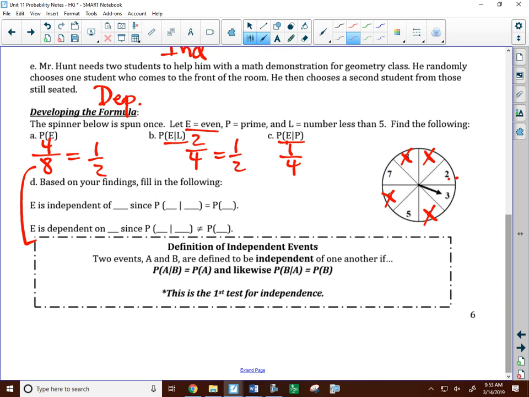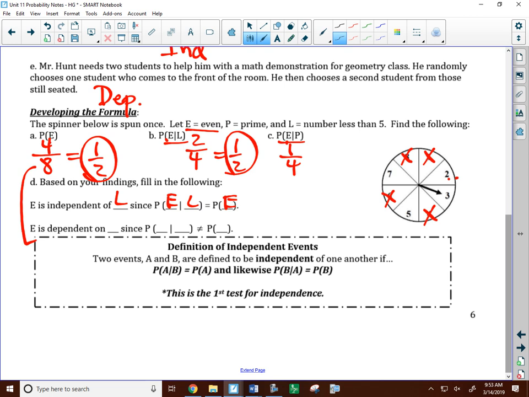Well, let me put it together here for us. Based on our findings, let's fill in the following, and we're going to figure out independent and dependent. Look at this: these two are both equal. So it didn't matter if we just did the probability of being even, or if we did the probability of even given that we were in a number less than 5. It didn't matter, we had the same probability. Therefore, those two events are independent, E and L. So I write E is independent of L, since the probability of E given L was equal to the probability of E.